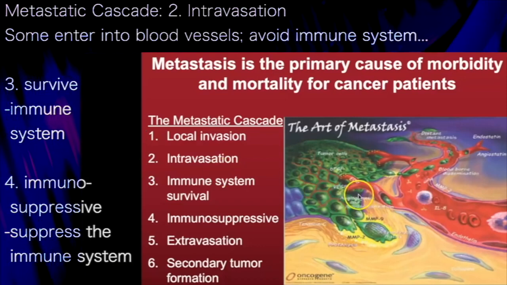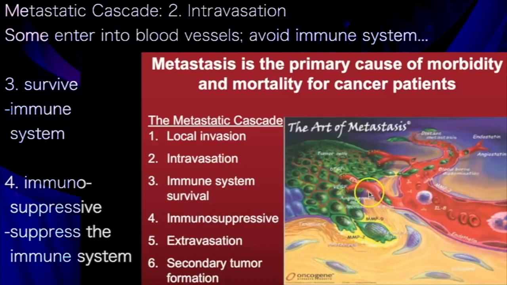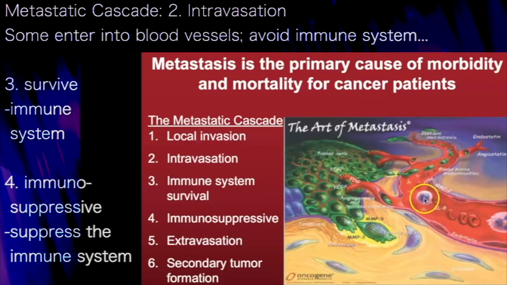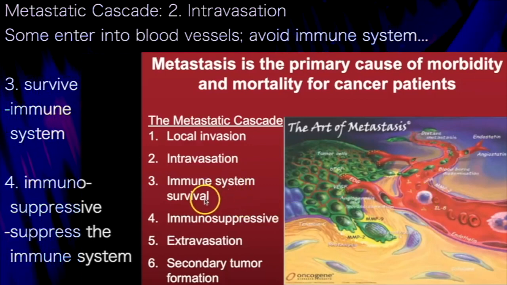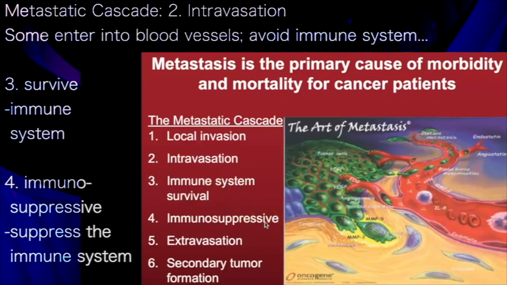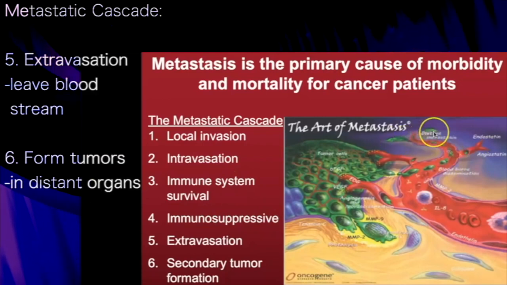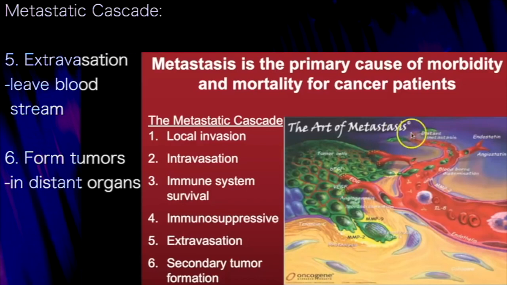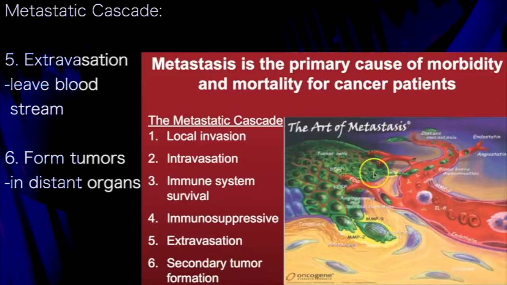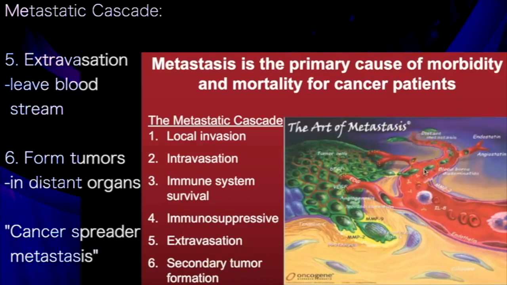Intravasation. Now, some of these cells have the ability to enter into the blood vessels and then avoid the immune system and actually suppress the immune system. So survival and immunosuppressive effects. They also move through the bloodstream and extravasate, leave the bloodstream, and form tumors in distant organs. And that's ultimately what we call cancer spread or metastasis.